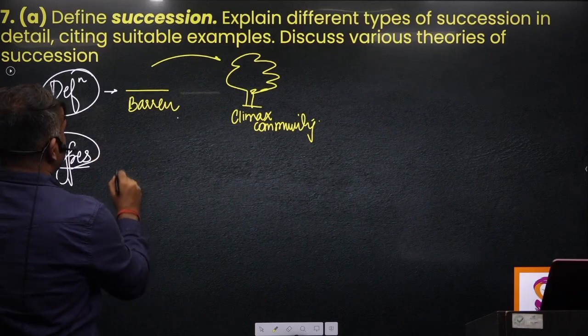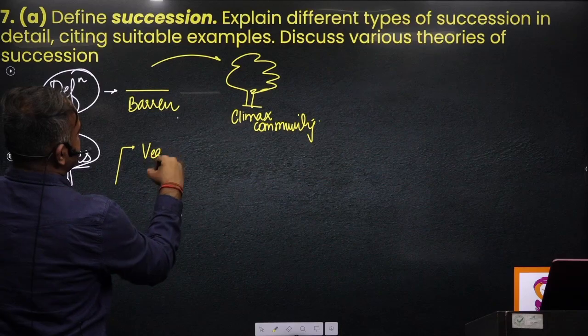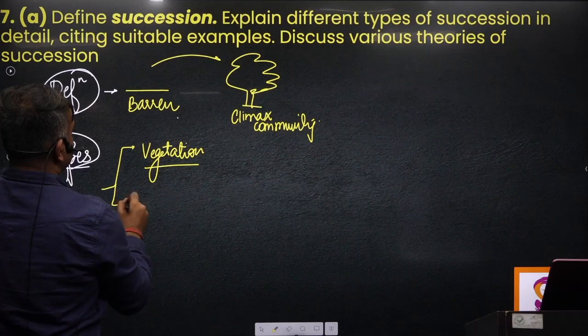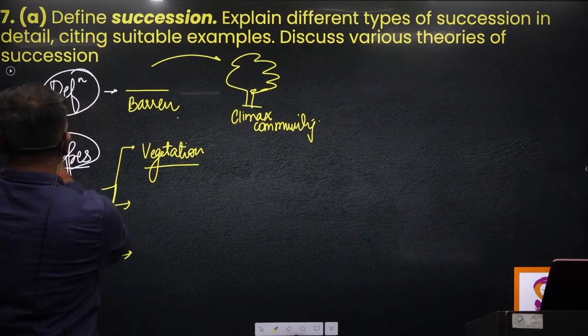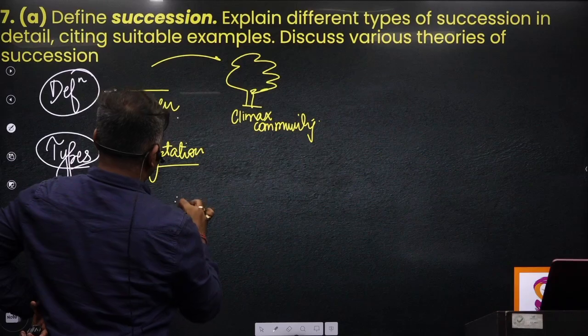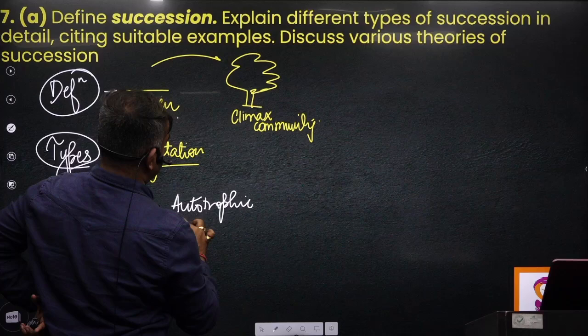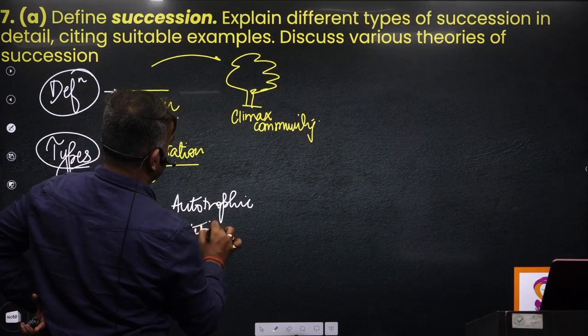Here you can talk about whether vegetation is present, so you can talk about primary and secondary succession, one. Similarly, this can be autotrophic, and this can also be heterotrophic.